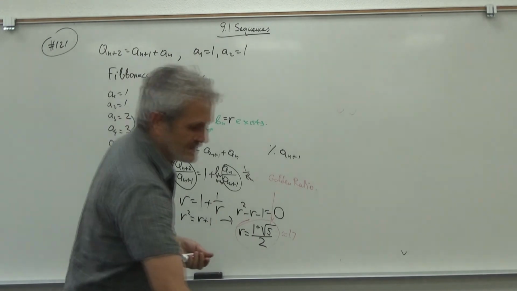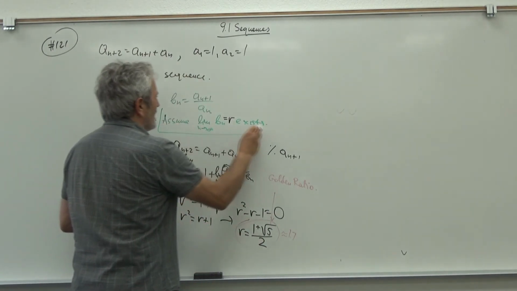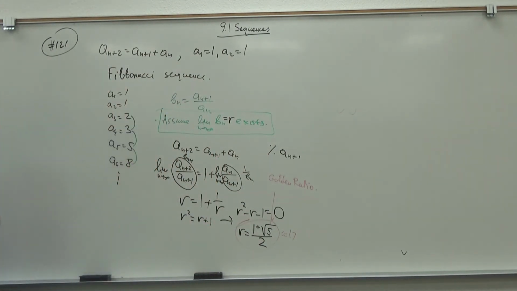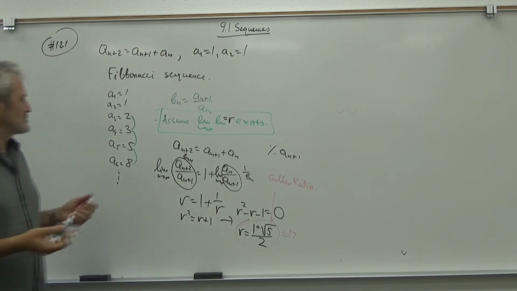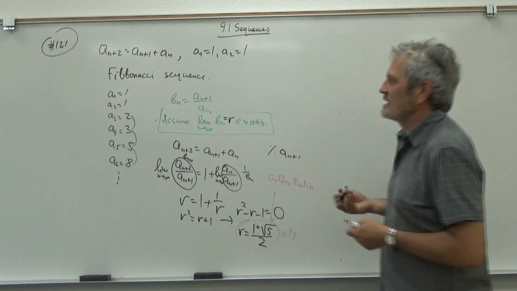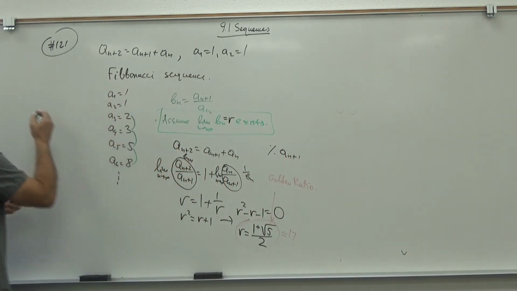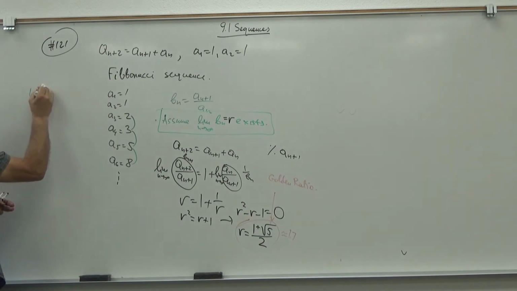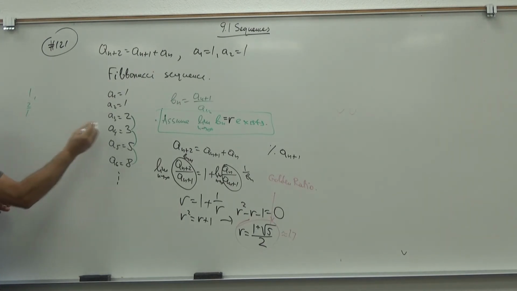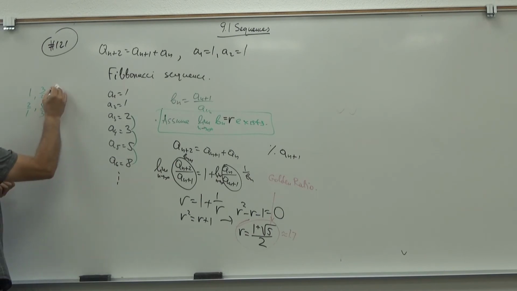Once we knew that it exists, the question is, well, how do we know that it exists? Actually, if you write these ratios, they look like this: 1 over 1 is 1, and then it's 2 over 1, and then it's 3 over 2. I'm writing them in two different lines. And then it's 5 over 3, and then it's 8 over 5 here, and here would be 13 over 8.